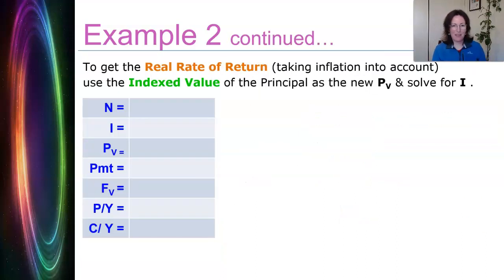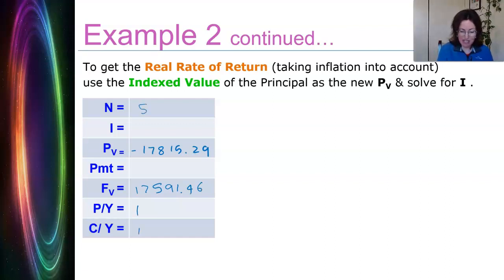There's a difference there. Let's put these into the second step here. Our new principal value, as we said, is here, and this is the negative 17,815.29. The future value is what he actually got, which is 17,591.46. PY and CY are 1. N is just the number of years, or it's 1 times 5 if you like. Payments are 0. What are we solving for? I there, and that comes out to be a negative 0.25%. So that's not good.